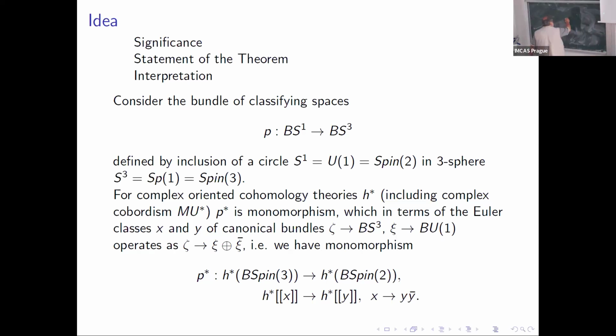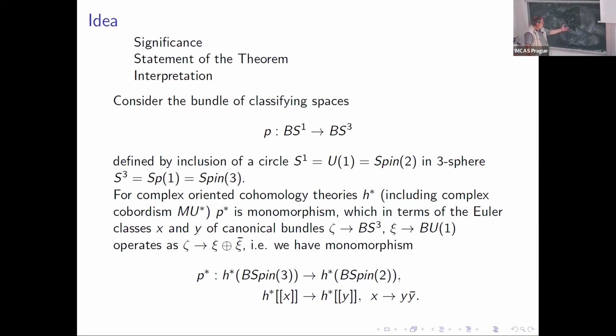So consider this fibration B again, BS^1 or BS^3. This is complex projective space. This is quaternion projective space. In many cohomology theories, this projection has fiber S^2, and p star is a monomorphism in complex cobordism, in ordinary cohomology, in K theory, and so on. Now the question is, what about symplectic cobordism? Is this p star mono or not? The answer is no. If no, it's very interesting. What is the kernel?